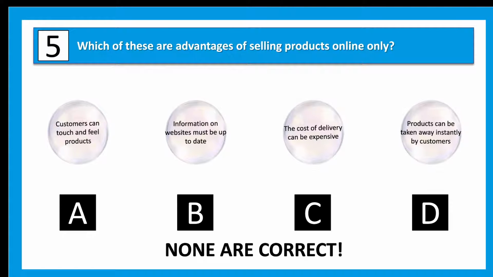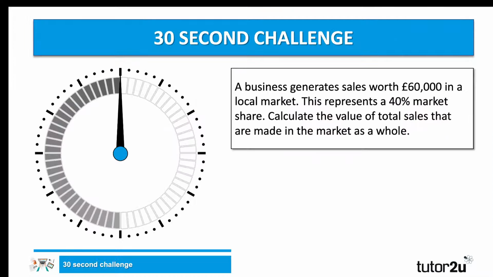Customers can't touch and feel the products, so that can't be right. Information on websites must be up to date. It's a disadvantage, really, of selling online only, as is the cost of delivery can be expensive. And finally, products can be taken away instantly by customers. Well, they can't if we're selling online only. Well done with the bubble quiz. I'll hand back to Graham for some more 30-second challenges.